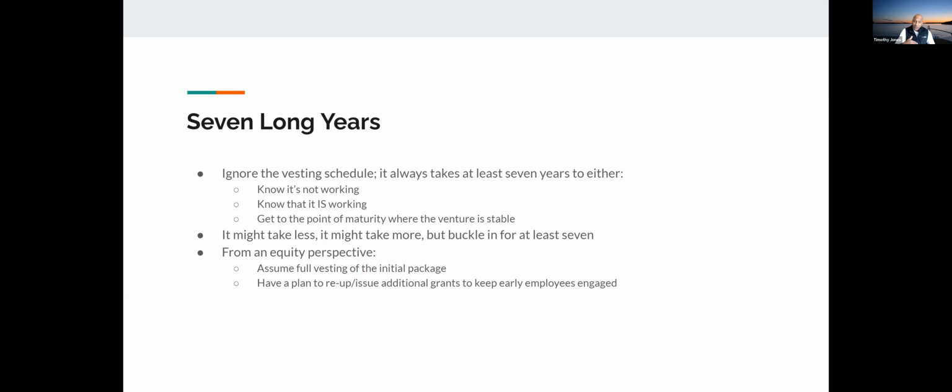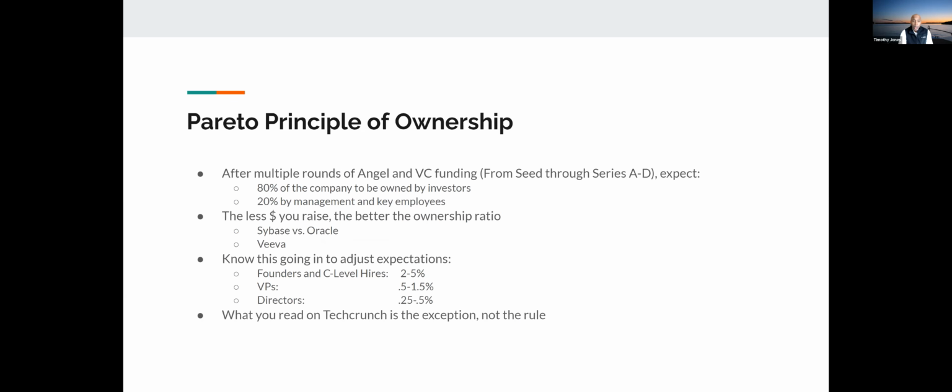So think of this as a much longer run than a 4-year vesting schedule, and think about also allocating equity for additional grants to keep people engaged. I've talked a little bit about this idea that at the end of the day, there's an 80-20 rule in ownership.